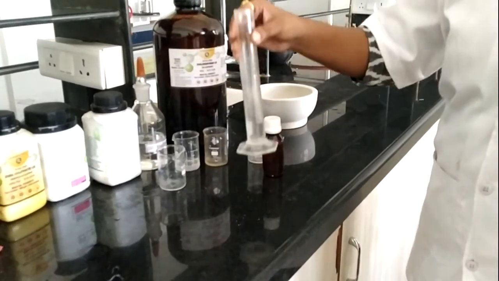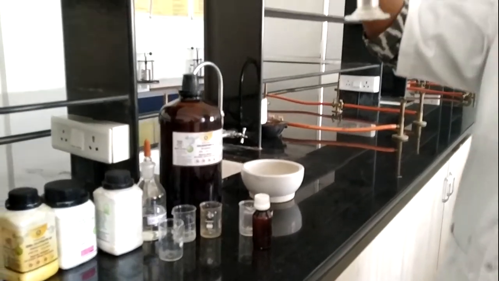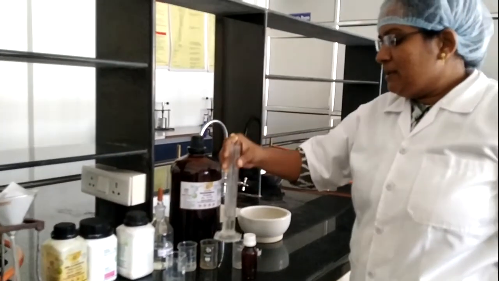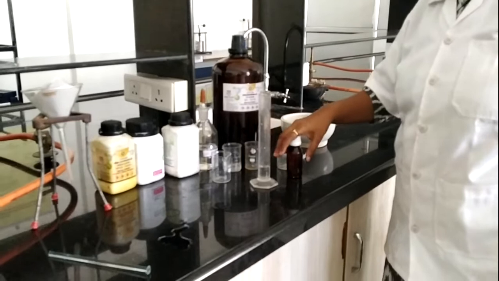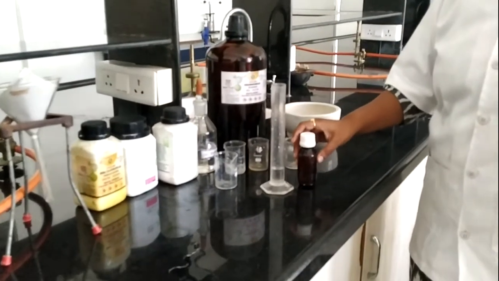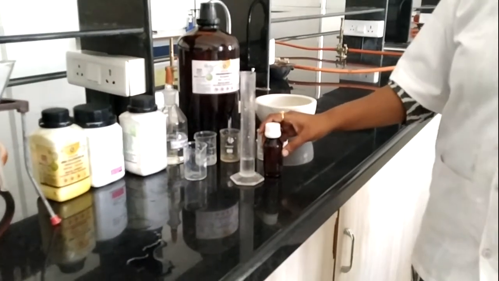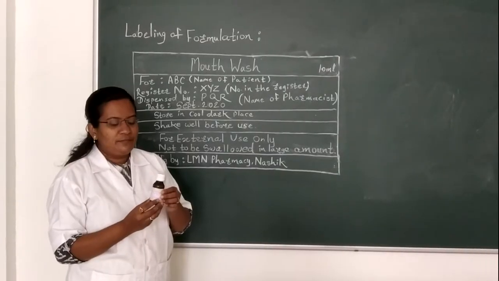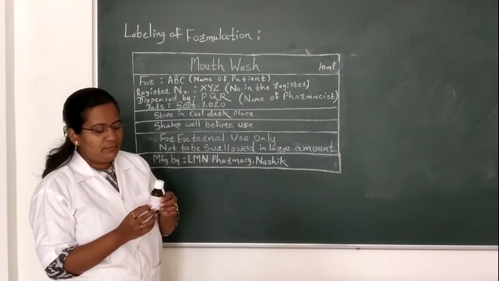We are proceeding for volume makeup. In this measuring cylinder, we make up the volume up to 10 ml. So we are going to pour this formulation into this amber colored bottle and then proceed to the labeling part. After filling our formulation in this container, we will proceed for labeling.